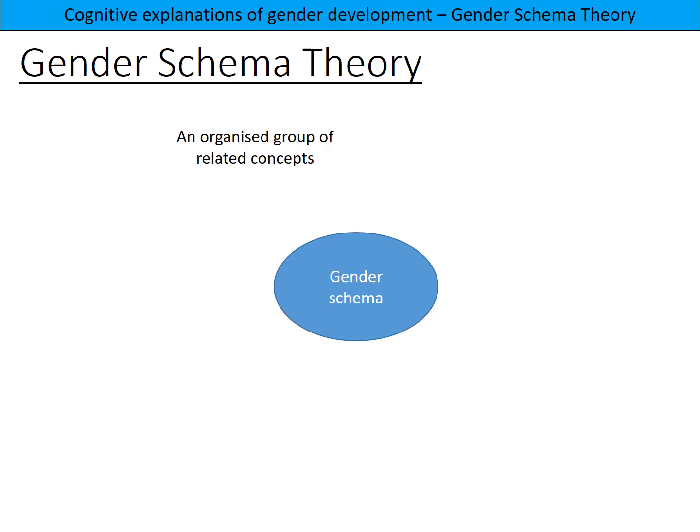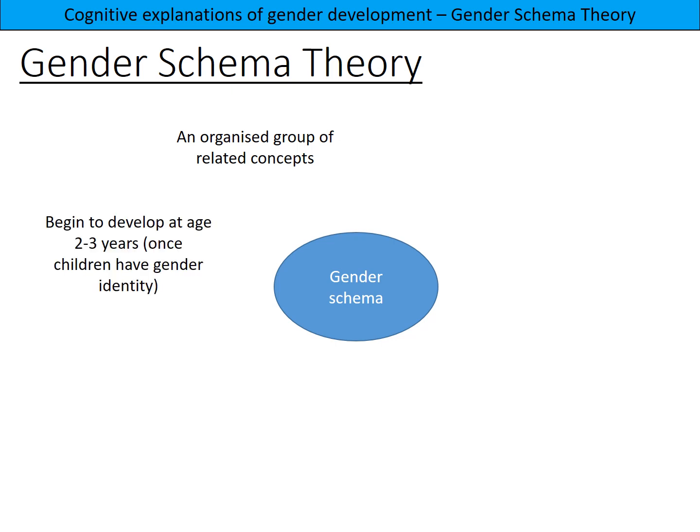So, gender schema theory. A schema is an organised group of related concepts. I think of schemas as being like a box in your mind, and you put ideas into that box. Schemas are like little packets of information. For example, if I asked you about your restaurant schema, you would probably know that you go into a restaurant, you wait by the front door, someone comes to seat you, they give you what looks like a little book, which is a menu, etc. So it's like a little packet of information.